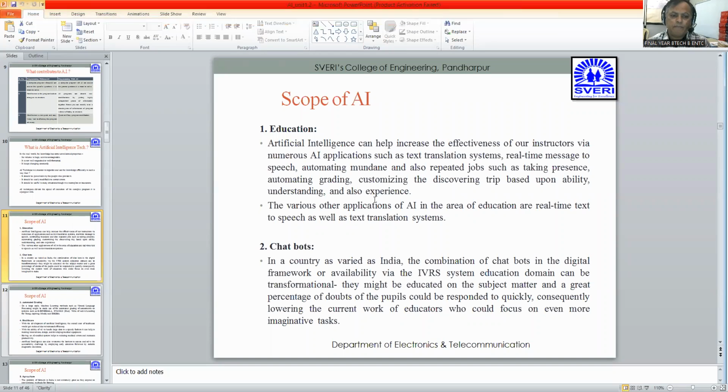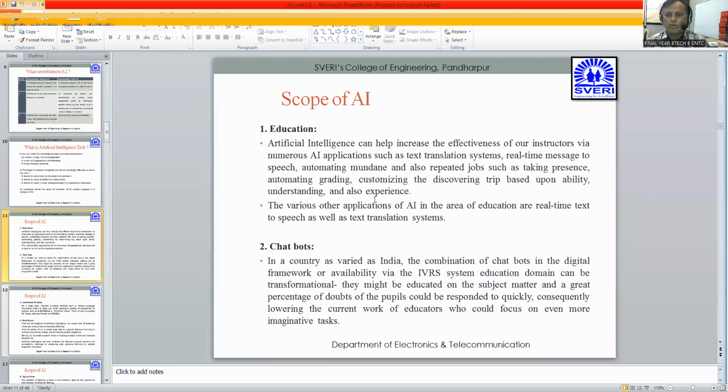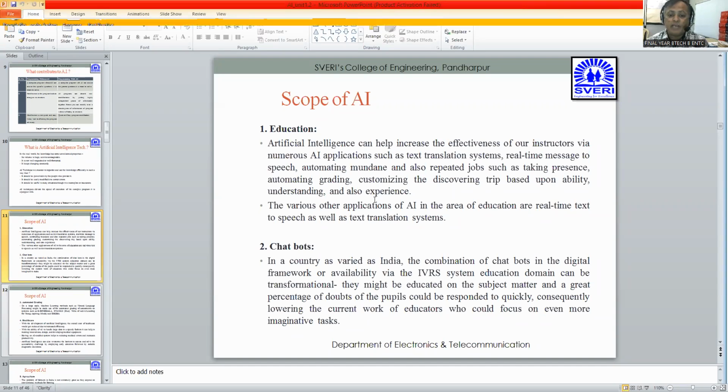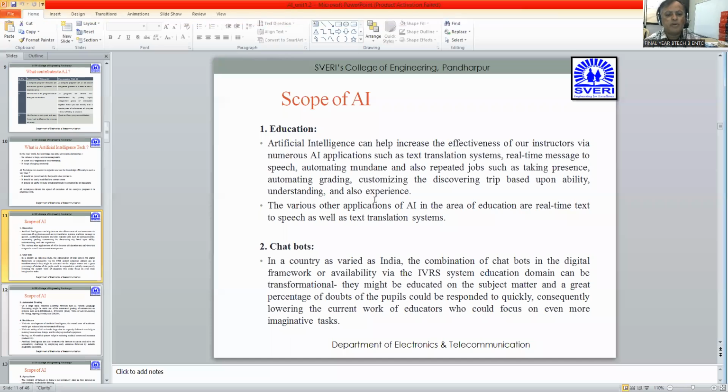Second, chatbots. Now you have chatbots. You might be hearing about bots also, which are software robots. In a country as varied as India, the combination of chatbots in the digital framework or availability via an IVRS system in the education domain can be transformational. They might be educated on the subject matter, and a great percentage of the doubts of the pupils could be responded to quickly. Obviously, chatbots are like chatting where you can ask any type of question, and hence lowering the current work of the educator, who could focus on even more imaginative tasks.